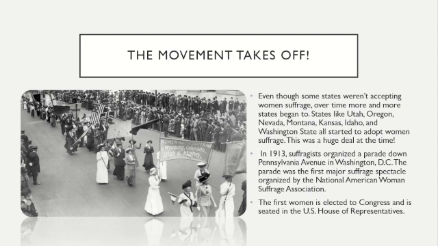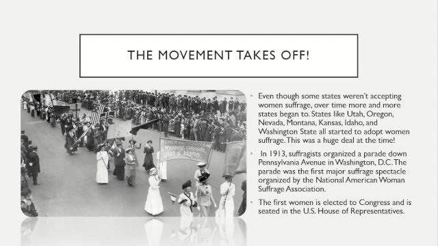The movement takes off. Even though some states weren't accepting women's suffrage, over time, more and more states began to. States like Utah, Oregon, Nevada, Montana, Kansas, Idaho, and Washington State all started to adopt women's suffrage. This was a huge deal at the time.